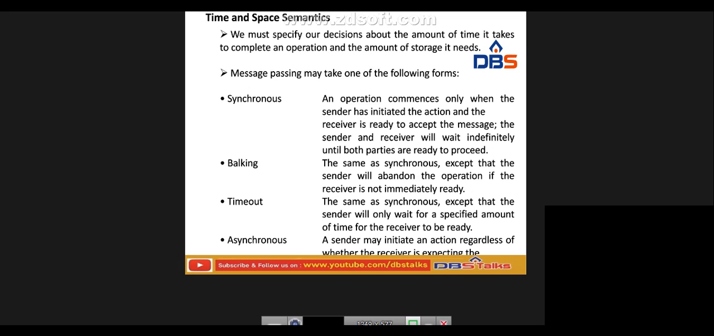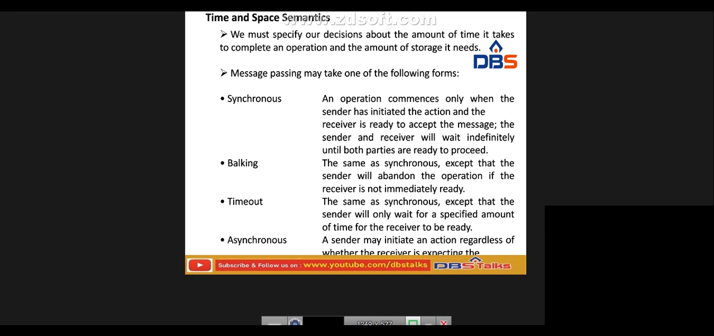And asynchronous: a sender may initiate an action regardless of whether the receiver is expecting to receive the particular message or not. He will just initiate it but not identify whether the receiver is accepting or not; there is no intimation. That is called asynchronous.